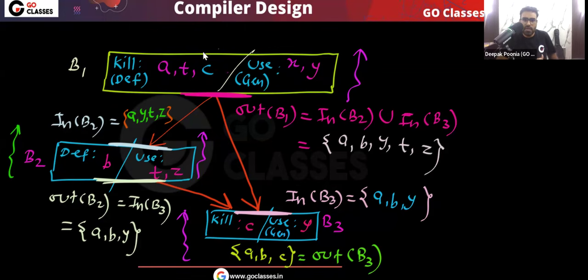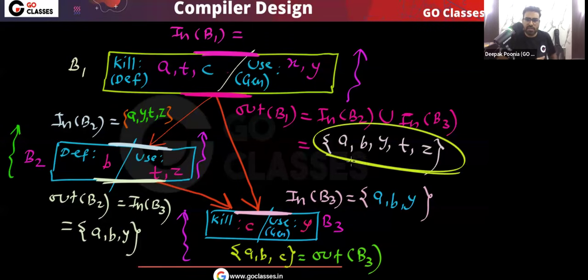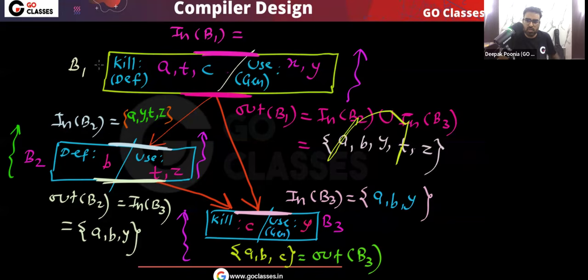And finally, let's find what will be in of B1. Very easily you can find in of B1 when you go in the reverse direction. Already we have out of B1, that is ABYTZ. Then from it, first you kill ATC. A and T will be killed, and there is no C. So AT are killed. What is remaining? BYZ. Now you generate XY.